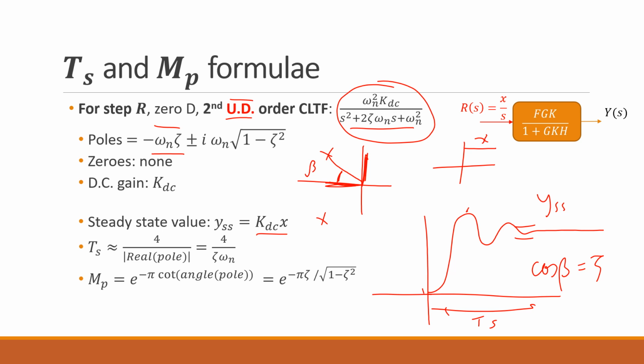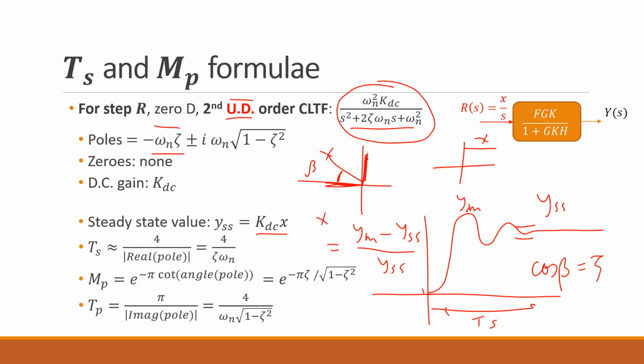One must remember the definition of overshoot. Overshoot is defined as the maximum value of the y, which is how far it goes from the steady state, minus the steady state, divided by the steady state. So it's what fraction of steady state value did you overshoot by. If you multiply this formula by 100, you get the percentage overshoot.